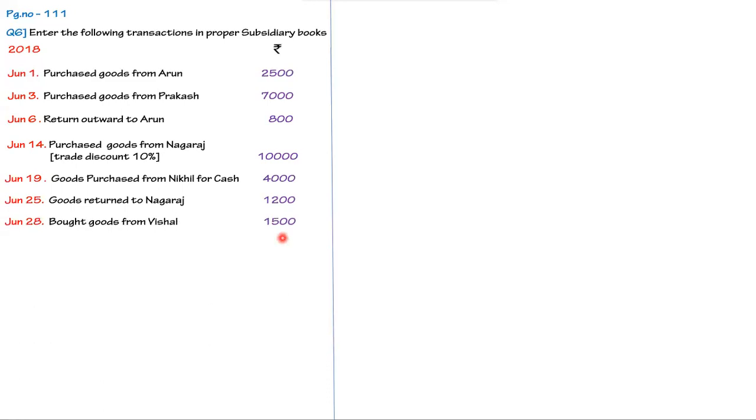The last transaction for the problem is given on June 28, which is given as bought goods from Vishal 1500 rupees. So out of the specified transactions, we will be preparing purchases book and purchase returns book as the transactions are related to either purchases book or purchase returns book. So only two books are to be prepared, purchases book and purchase returns book.